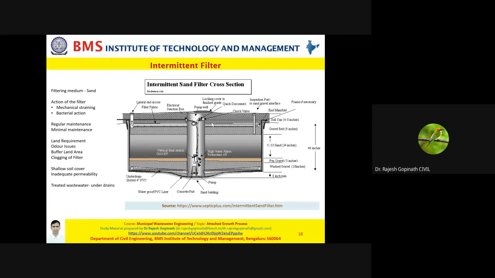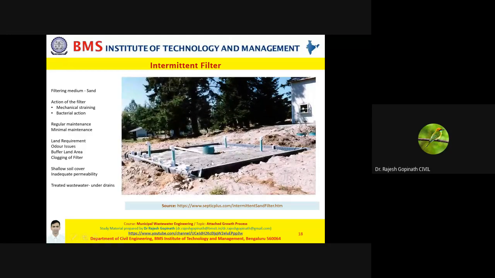Now how does it work? Again, the sewage is applied evenly onto the top. This is your intermittent filter, so the sewage is evenly applied on the surface of this. Then, due to mechanical straining and biological action, that is bacterial action, the degradation of the wastewater takes place. If you remember, in your water supply also, the filtration was based on mechanical straining and bacterial action.